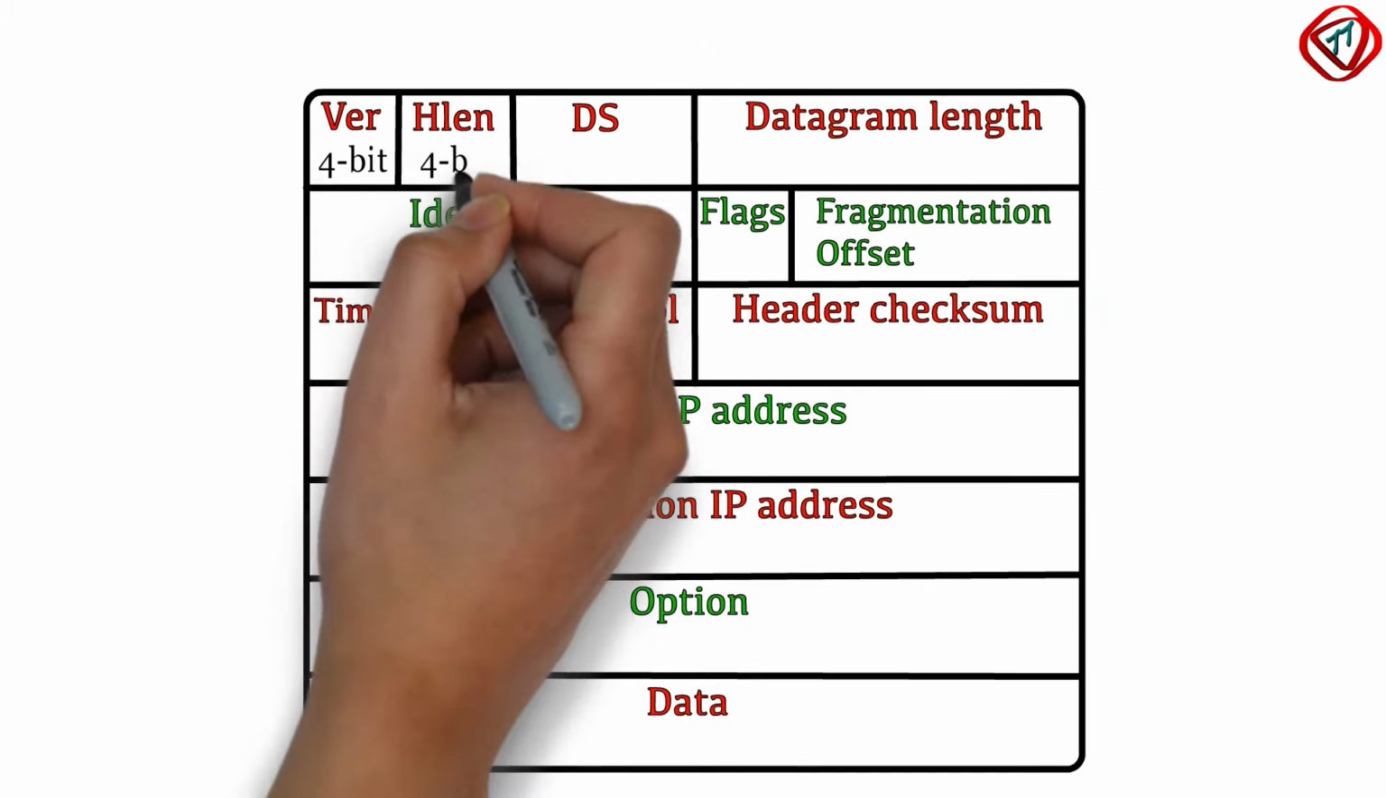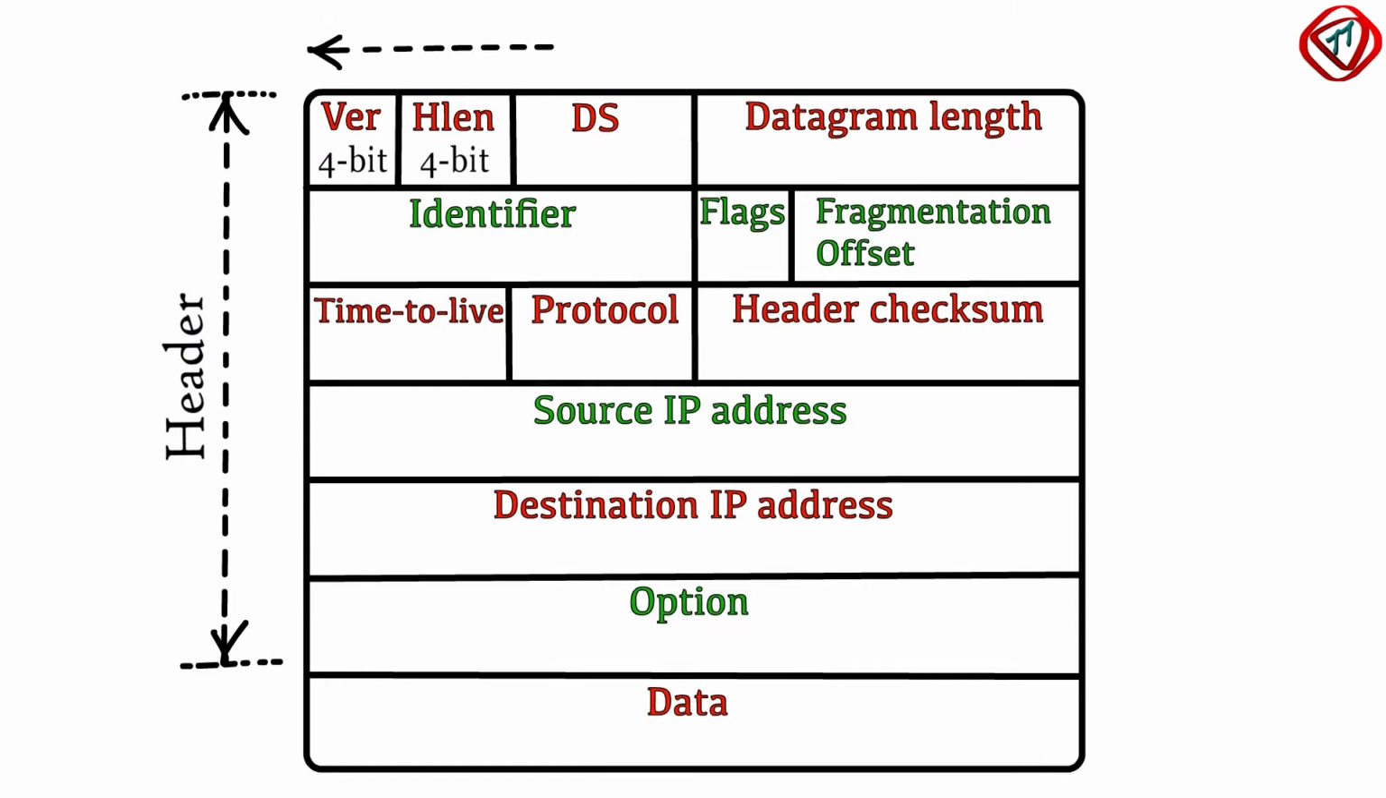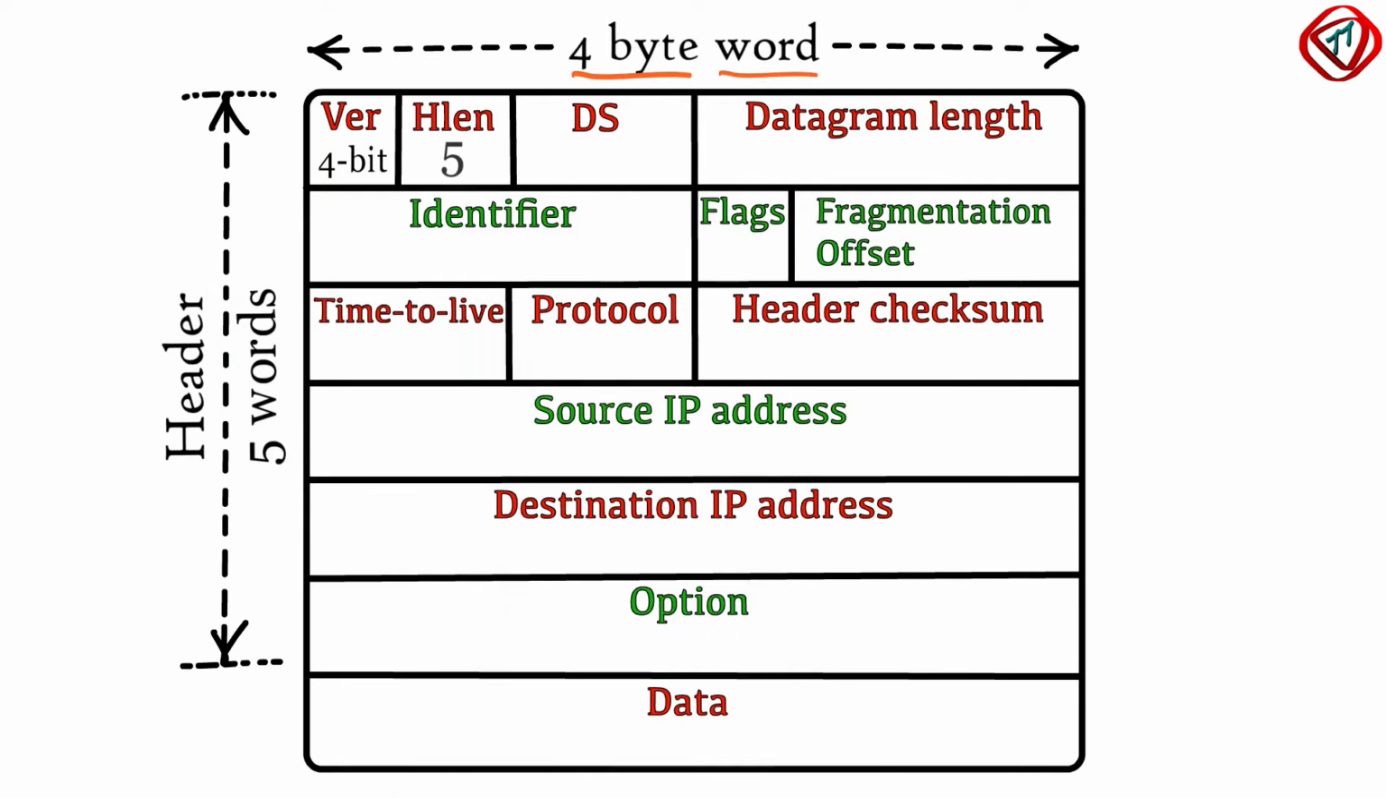The header length is 4 bits in length and it tells the total length of the IPv4 datagram header in terms of 4 byte words. If I say the value in this field is 5, it refers that the length of the IPv4 header is 5 words. One word in IPv4 is 4 bytes in length. Therefore, the total length of the IPv4 header will be 5 into 4, that is 20 bytes.